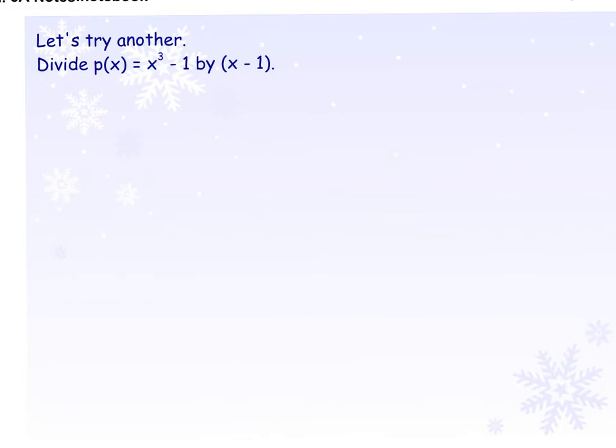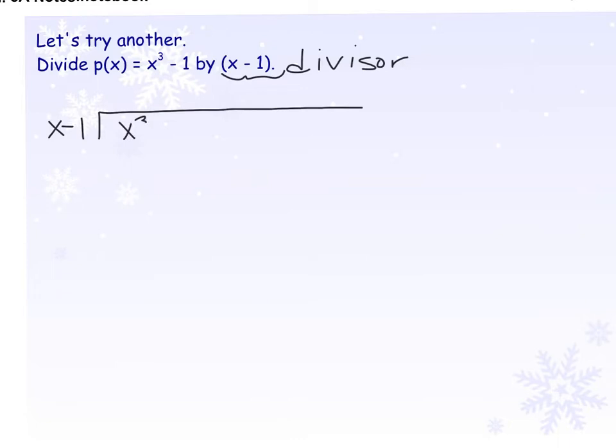Naturally, it makes sense that we should try one more. Divide p of x equals x cubed minus 1 by x minus 1. So remember, whatever we're dividing by is the divisor, and that goes on the outside. If we put x minus 1 on the outside, and then put the dividing bar, all terms need to be present on the inside. If we write out the x to the third, notice we're missing both x squared and plain x before we get that constant of minus 1. That means we have to include those placeholders like we did before in synthetic substitution.